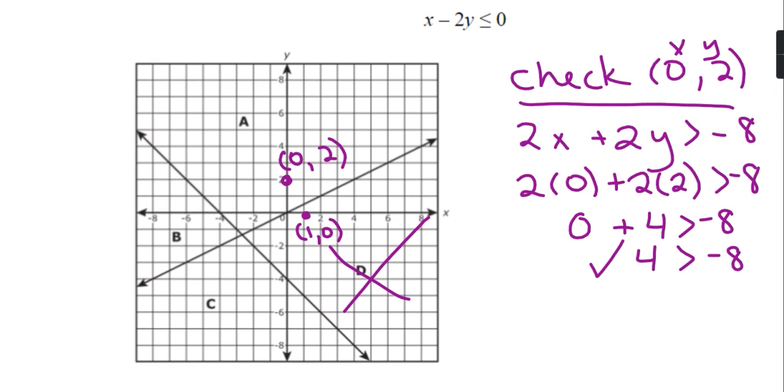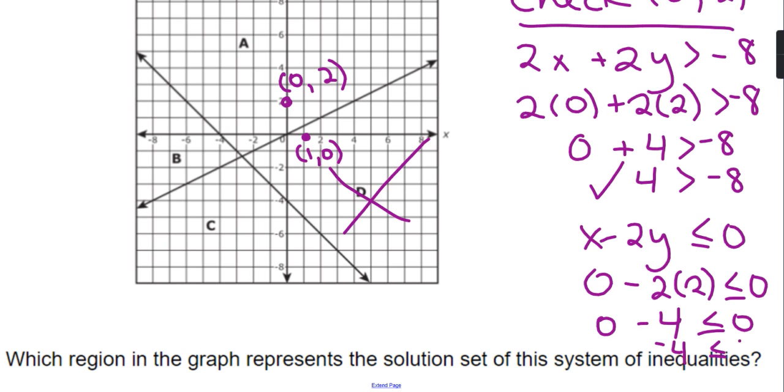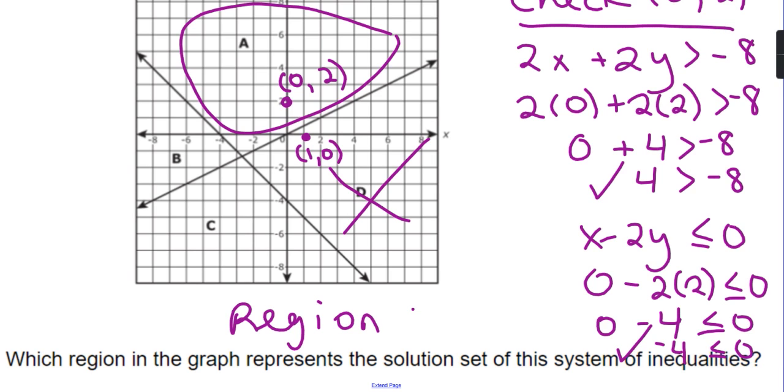Okay, so now let me check the second inequality. X minus 2y is less than or equal to 0. And once again, I'm putting in 0 for x and 2 for y. And now I have 0 minus 4 is less than or equal to 0. I get negative 4 is less than or equal to 0. Yes, a negative number is less than 0, so I got a true statement. I got a true statement for both. That means that this is the region that is the solution to the system. Okay, so the answer to this question is region A.